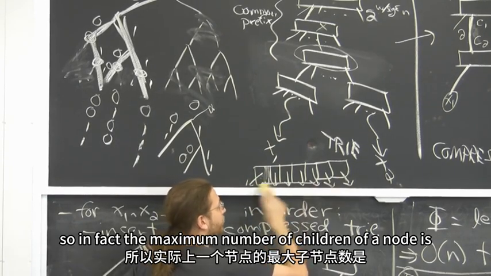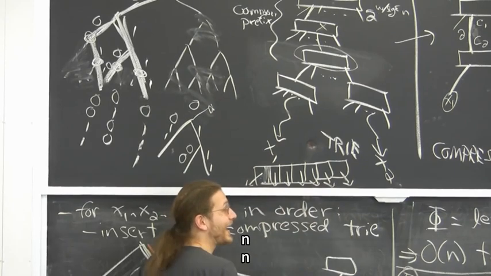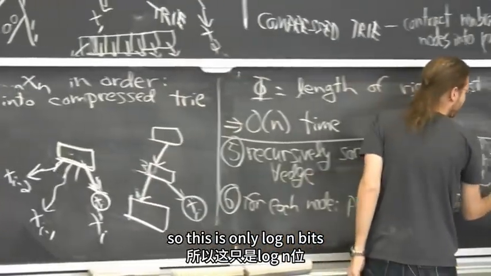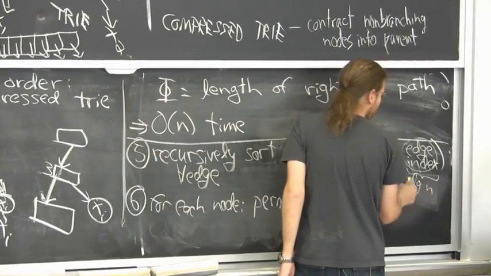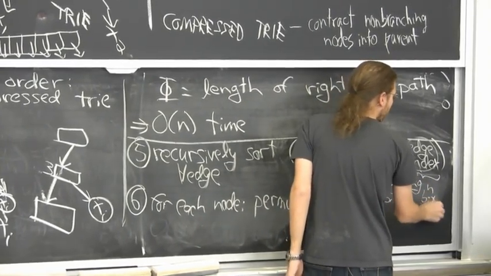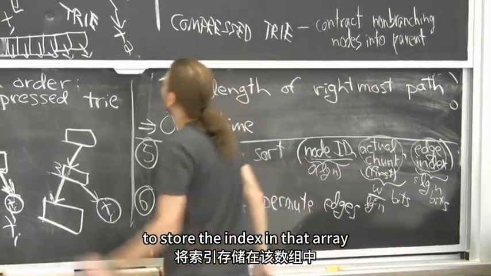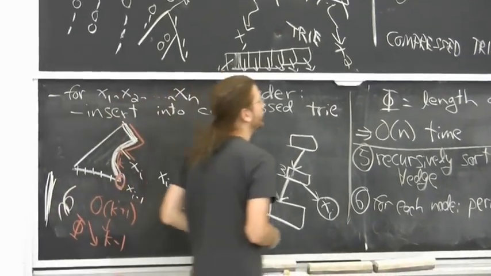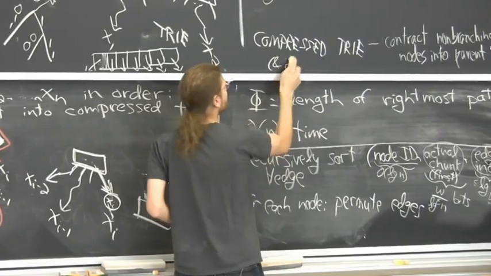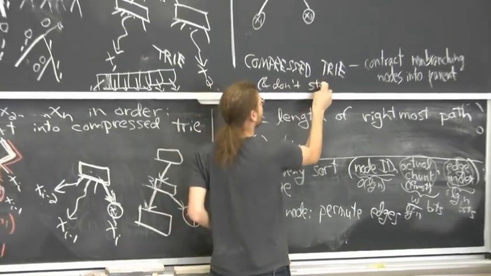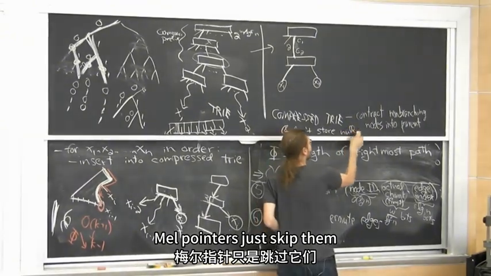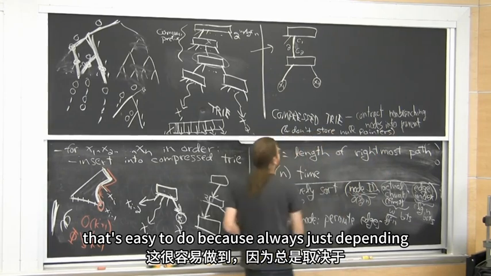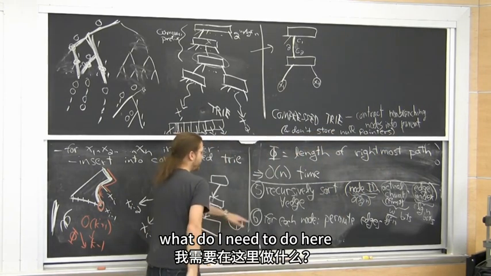Okay, so in fact, the maximum number of children of a node is n. I mean, at the worst case, you have branching everywhere. So this is only log n bits to store the index in that array. So it's an extra level of compression, I guess I didn't mention. Don't store null pointers, just skip them. And that's easy to do because always just appending. And in the end, what do I need to do here?